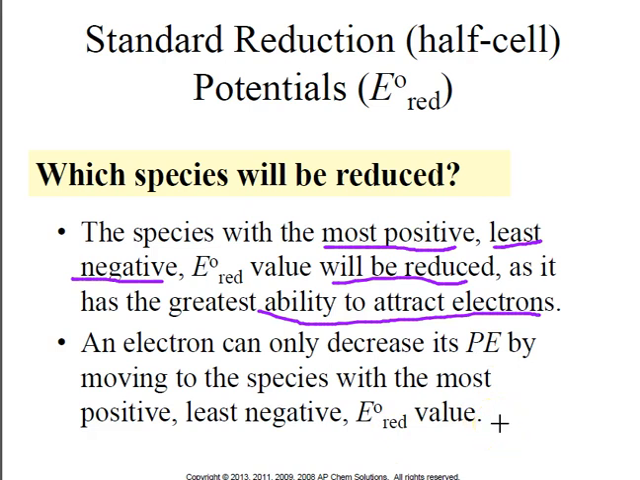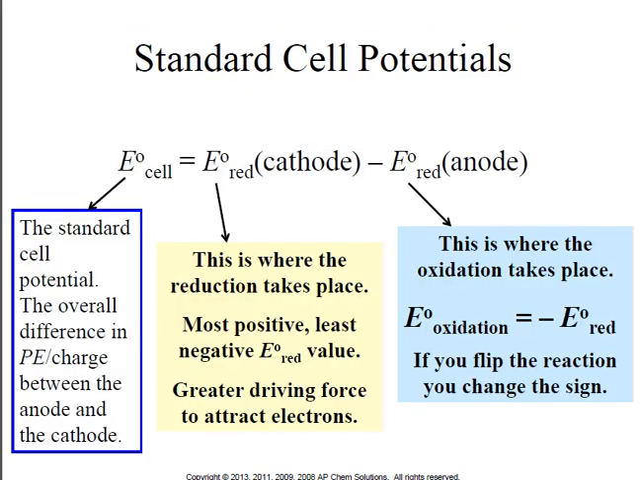The electron, remember, is only going to move where it can decrease its energy. And so the only way the electron can decrease its energy is by moving from the most positive, least negative potential value. Okay? Excuse me, moving to. So the electron's going to move to the one that has the most positive potential, because that is saying it is most likely to be reduced.